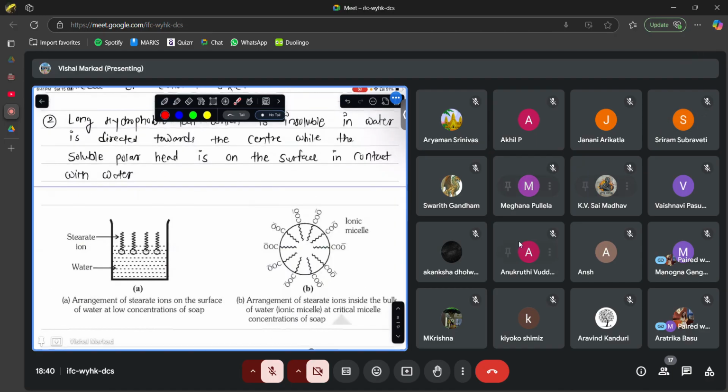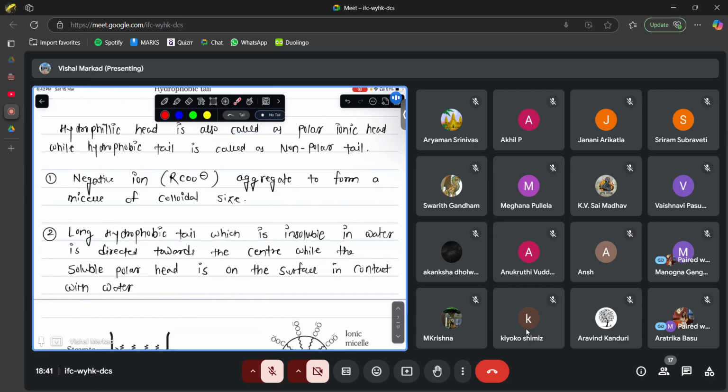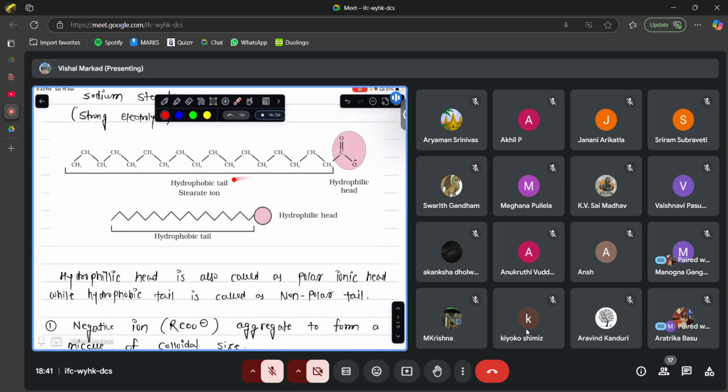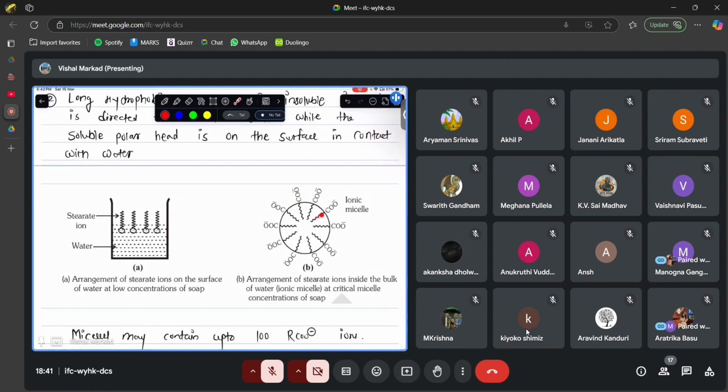Now look at it. When I take water in a beaker and add the soap, which part will move towards the water first? Hydrophilic. After some time, they will arrange themselves like this. This circle represents the surface of water. Which part of the soap will move towards the surface? Hydrophilic. So after some time, they will arrange themselves like this.